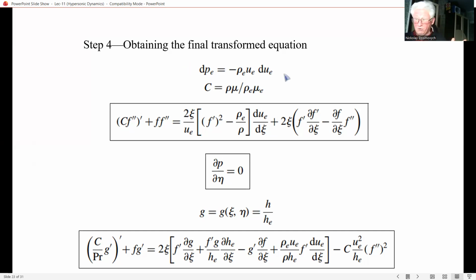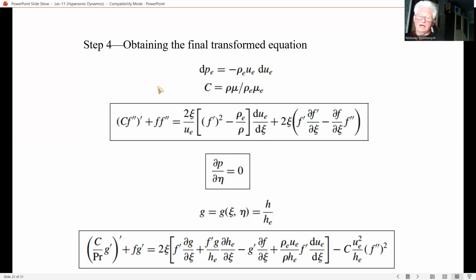Denote the rho mu ratio by C, proportional to rho mu over rho E times mu E, and grouping terms in this equation, we finally obtain this expression in the middle of this slide. This equation is the transformed boundary layer x momentum equation for a two-dimensional compressible flow.